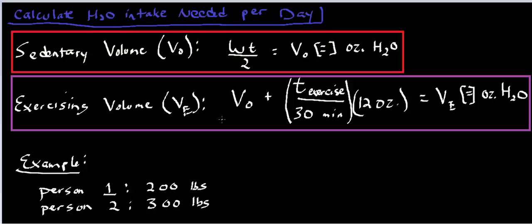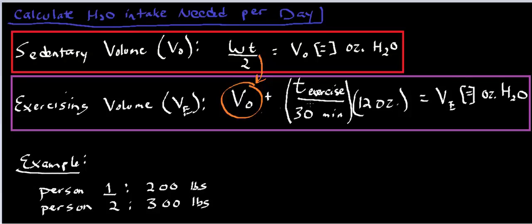The second one's a little more challenging, a little more math. What you would need to do to calculate the amount of water you need to drink if you were actively exercising is take this number, V sub 0, that you ultimately got from the first equation, that's this right there, and add on to it a correction factor. You look at the amount of time that you're exercising, could be 30 minutes, 60 minutes, whatever. You divide that by 30 and then multiply it by 12, and that gives you the total number of ounces of water you would need to drink if you were exercising.